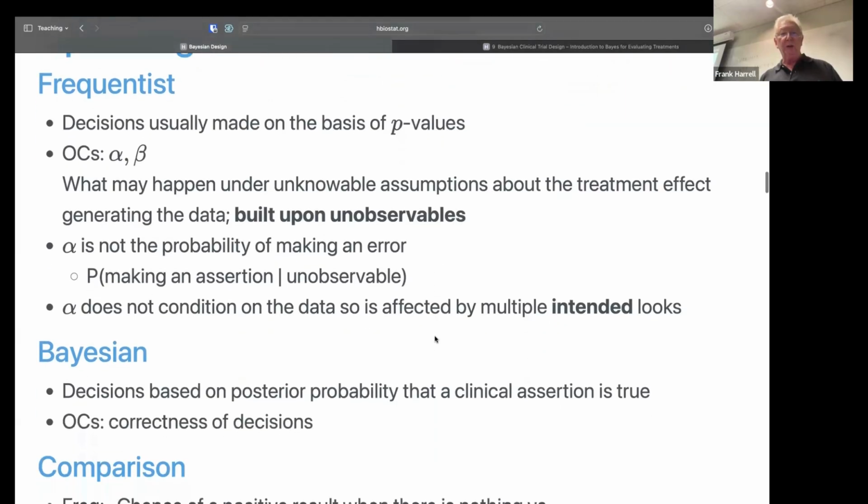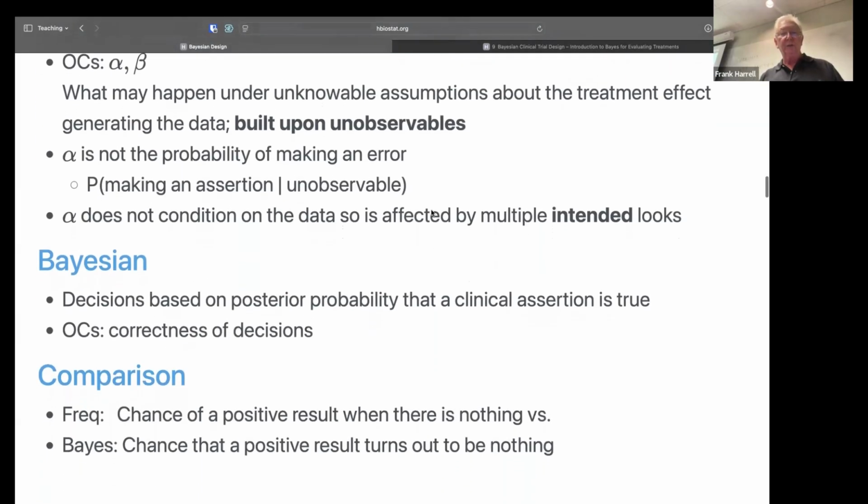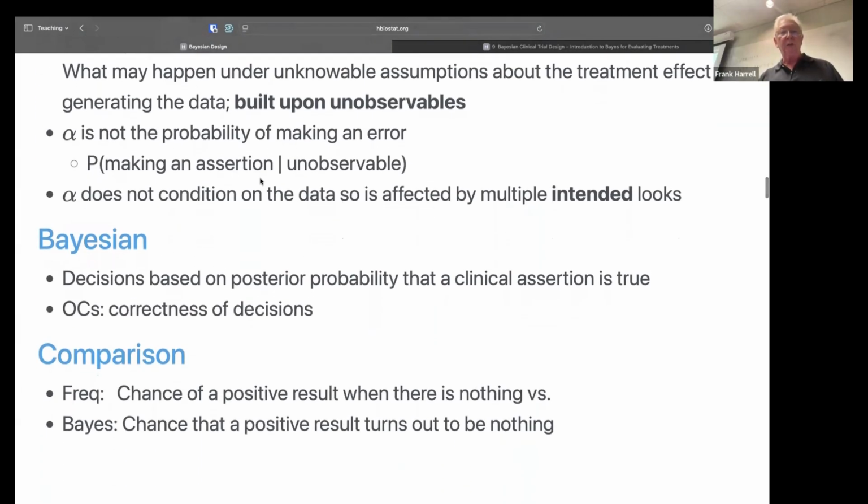Alpha is not the probability of making an error. It's merely the probability of making an assertion about effectiveness given some unobservable quantity. Alpha does not condition on the data, and that makes it have multiplicity problems. Because when you calculate alpha, alpha is a function of the looks that you intend to make on the data. It doesn't matter if you actually take those looks or not. It's a function of the intention to look at the data.